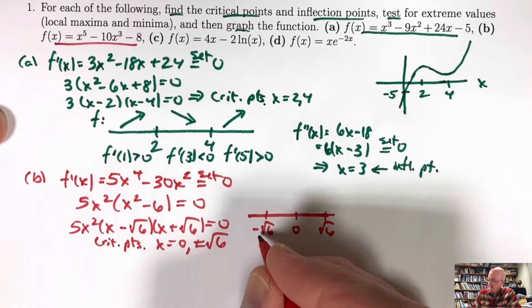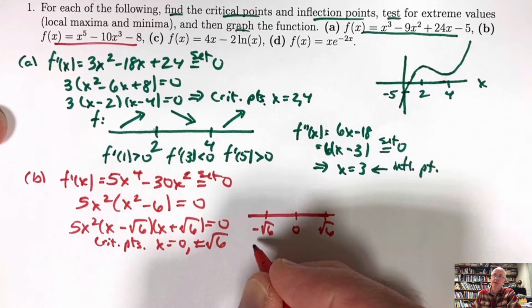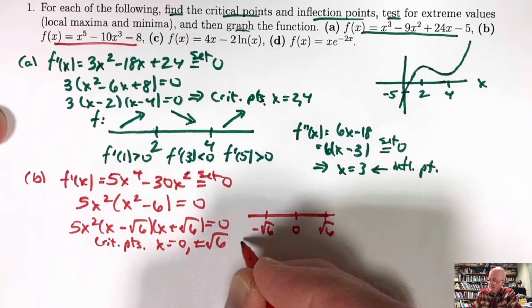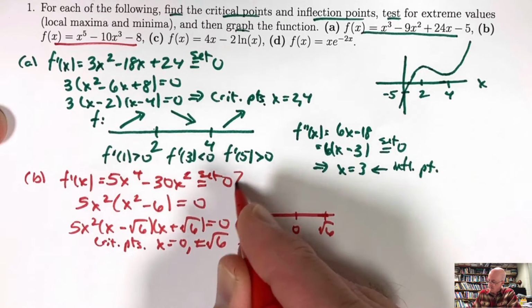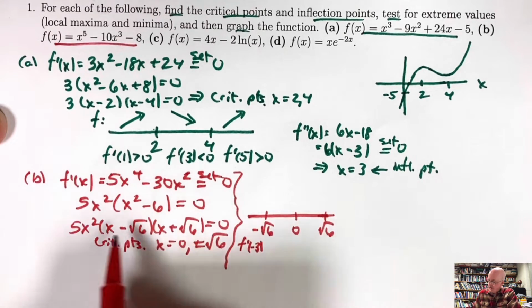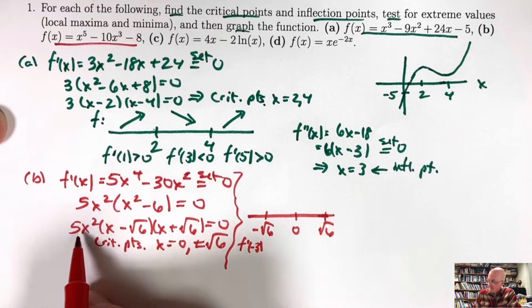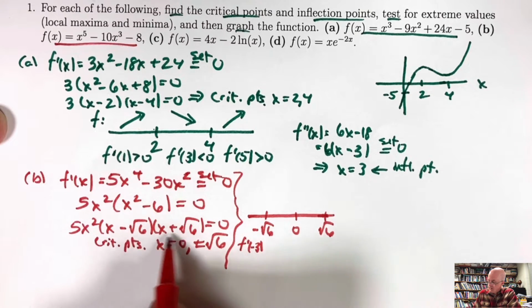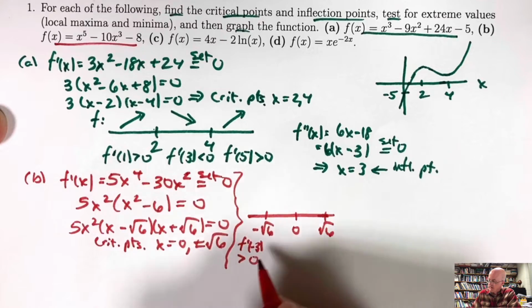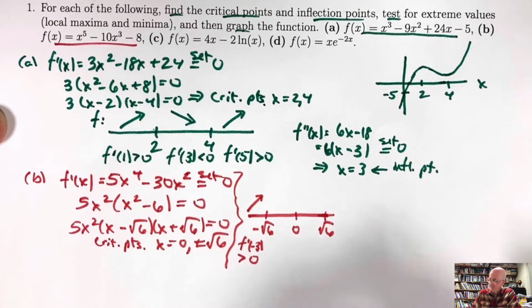If you plug in a number less than negative root 6, which is between -3 and -2, like -3, for example, f prime of -3 here, think about the sign. You'll get a positive times, what will that be? That'll be negative. And this will be negative as well because, again, root 6 is between 2 and 3. -3 plus root 6 will be negative. Positive times negative times negative is positive. This is positive here, so f itself is increasing.